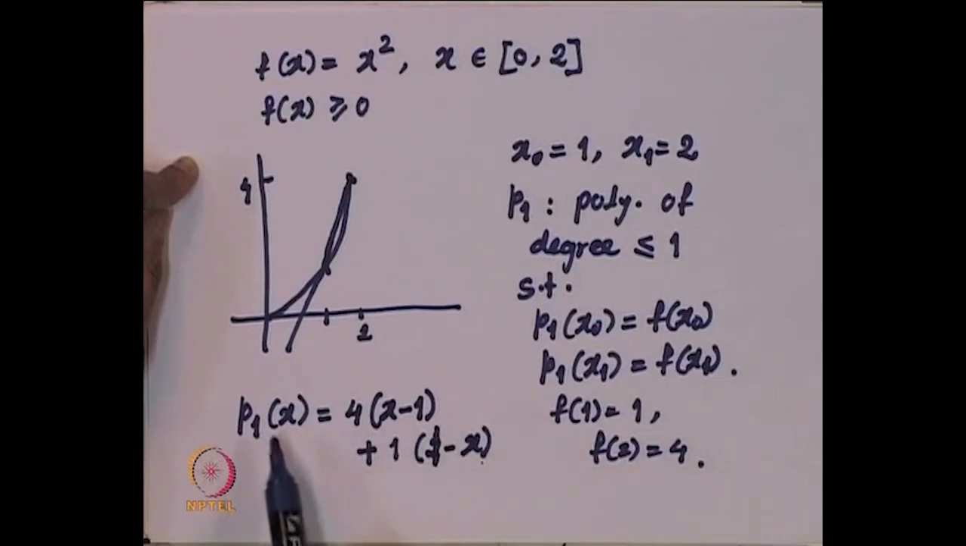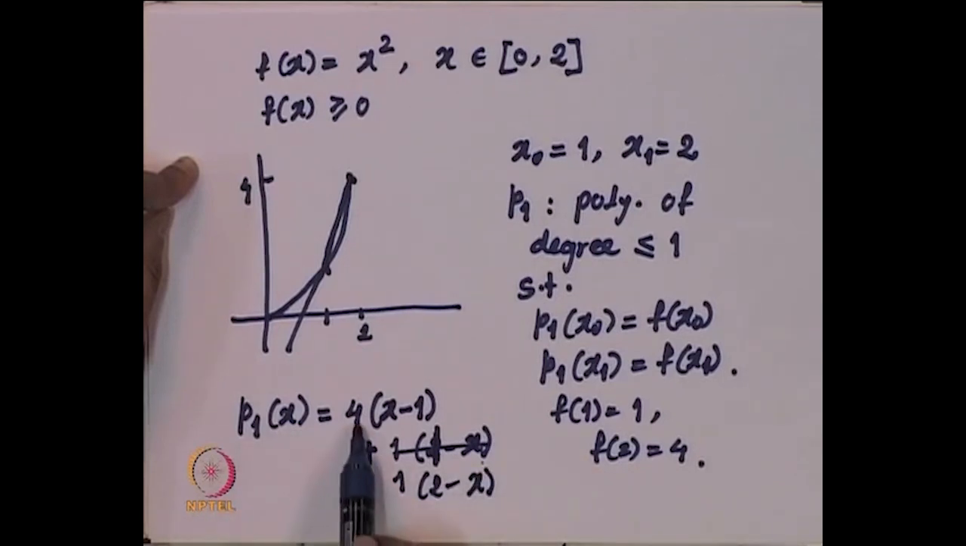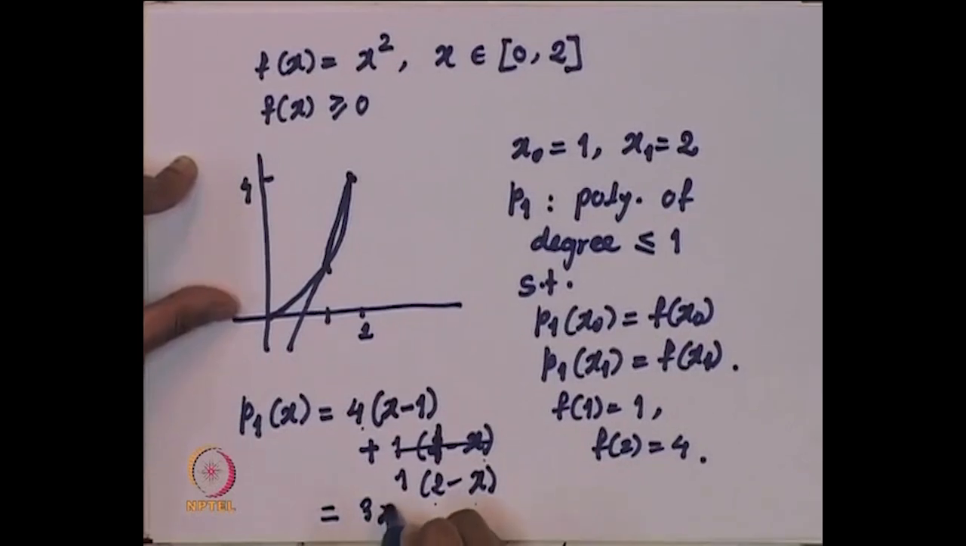You want that p 1 at 2 should be equal to 4. So, at 2 it is going to be 4, at 1 it will be 1. So, it is 4 into x minus 1 plus 1 into 2 minus x. So, that is going to be equal to 3 x minus 2. So, our p 1 x is 3 x minus 2.